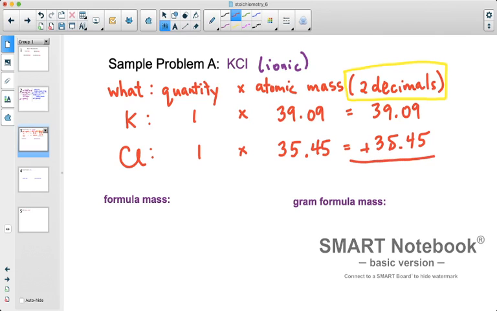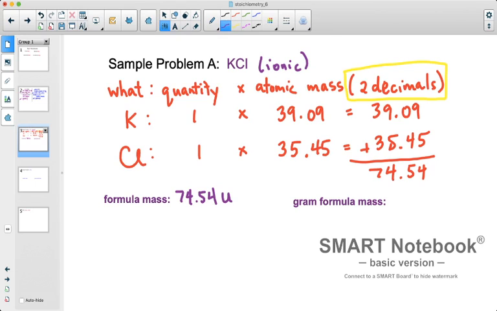When I take the sum, I now get 74.54. Now, be careful. If the question asks for what is the formula mass of KCl, you would write 74.54 and the unit must be u. It will be marked wrong if you have the wrong unit because it means you were not looking at the question carefully and listening to what they asked for.